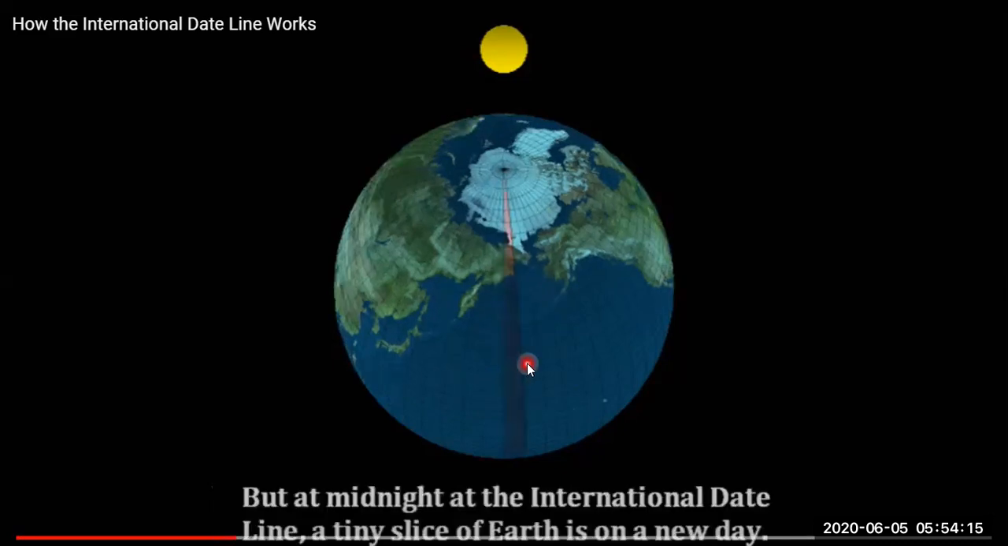Now you can see this one. But at midnight, at the international dateline, a tiny slice of the earth is on the new day. This side is the west, and this side is the east. On this side the people are facing midnight, and this little slice, the red area of the globe, is increasing. It means day is going on this side, and night is going on this side.